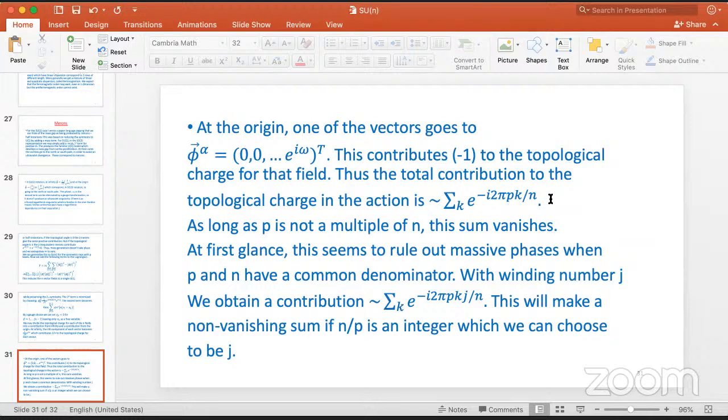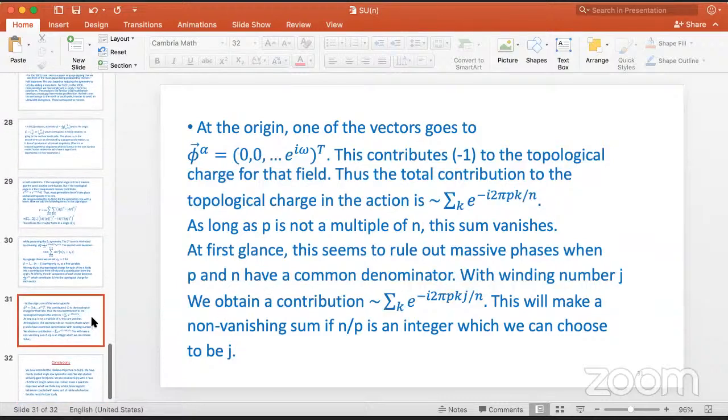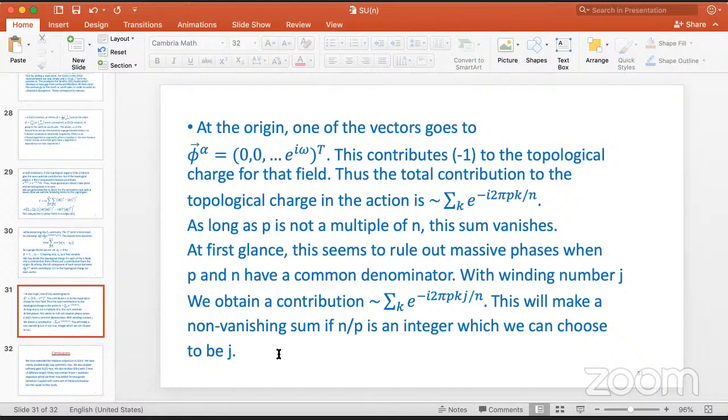At first glance, this seems to rule out massive phases. When p and n have a common denominator, with a winding number j, we obtain a contribution sum over k of e to the i p k j over n. This will make a non-vanishing sum if n over p is an integer, which we can choose to be j. So we can conclude that larger vortices or larger instantons will still make a contribution, and this is consistent with this contribution. So actually, I'm finishing this way early.